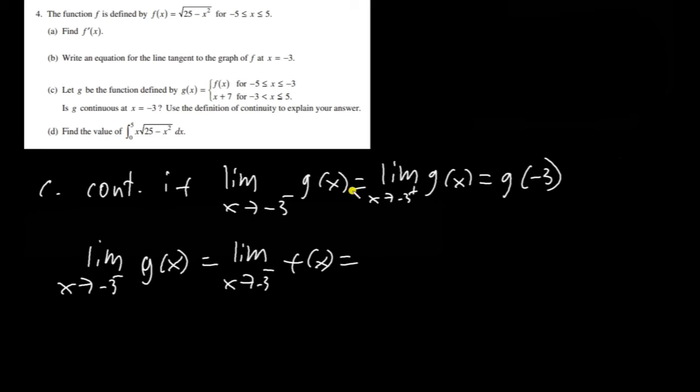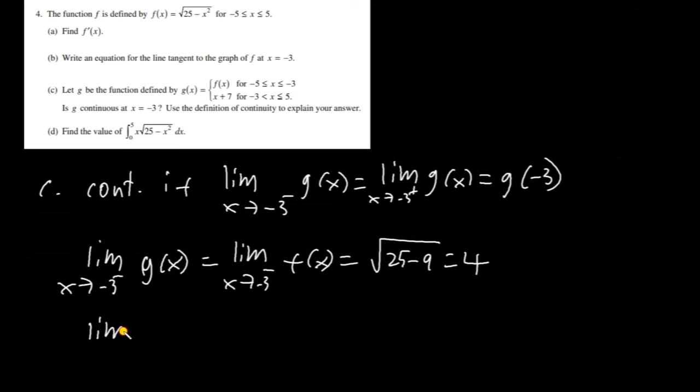Okay, and so as x gets closer to negative 3, then x squared is going to get closer to 9, right? Like we said in the other part, 3 squared is 9, negative 3 squared is 9. So as x gets closer and closer to negative 3, x squared is going to get closer and closer to 9. So this is going to be the square root of 25 minus 9, which is 4, like we said before. So this is equal to 4.